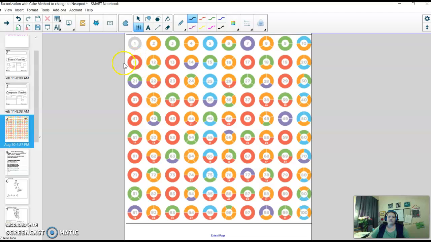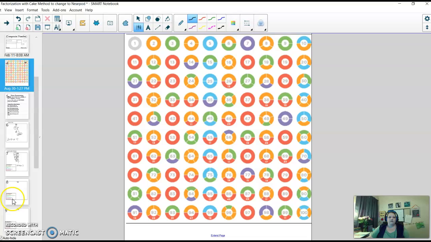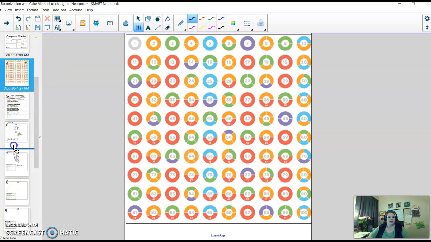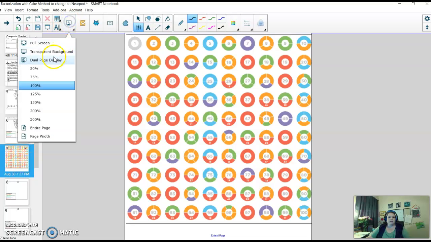Now, not every number that is divisible by 11 is red, but it will have the number 11 written underneath the number, like 33. It has 11 written there. 44 has 11 in red. So let's go through a number. Let's use our chart to help us with our divisibility rules.